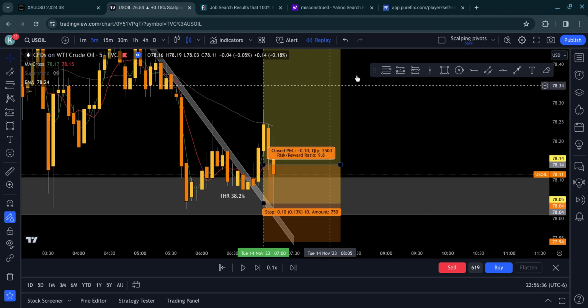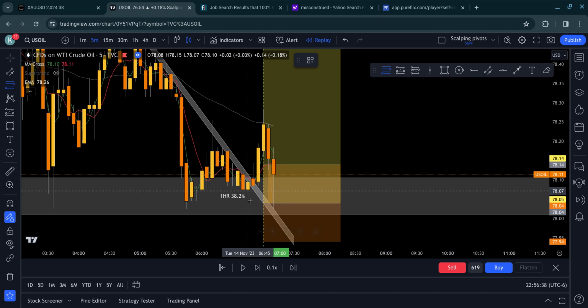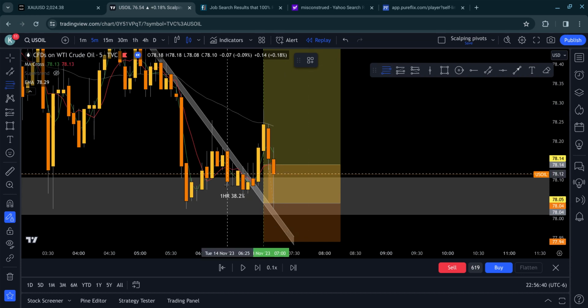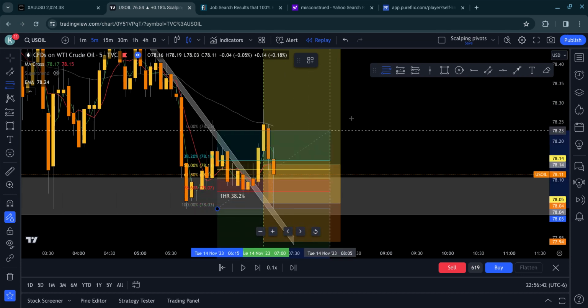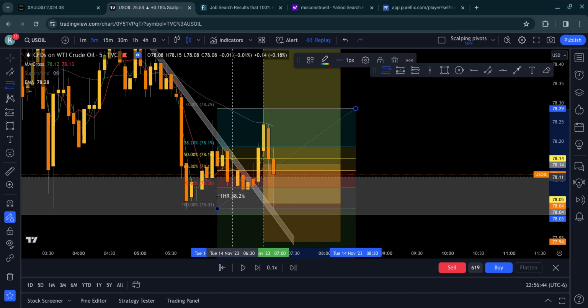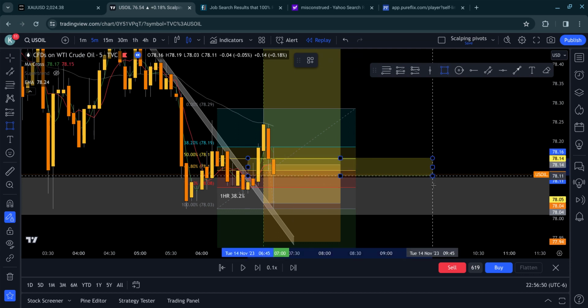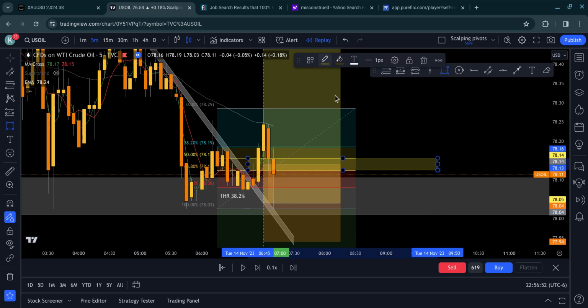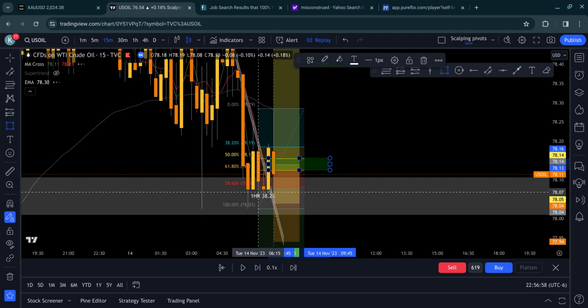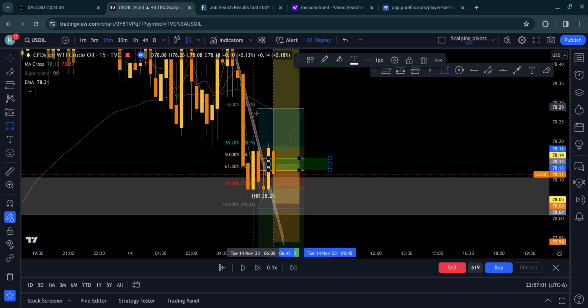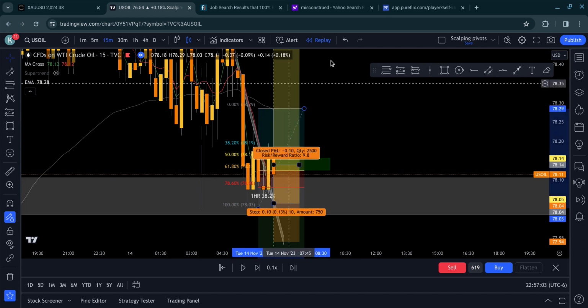So for a pullback, you can say I'm looking for a pullback into that zone, or here you can come from this low up into this high, right? You can say I'm looking for a pullback into this zone here. Most of the time I'll be looking for a pullback into this zone on the 5-minute here, or you can go up to the 15-minute and say what would we be looking at for a pullback on the 15-minute, right?